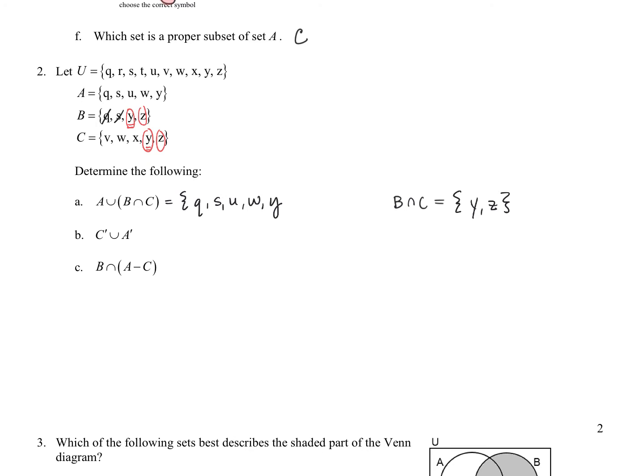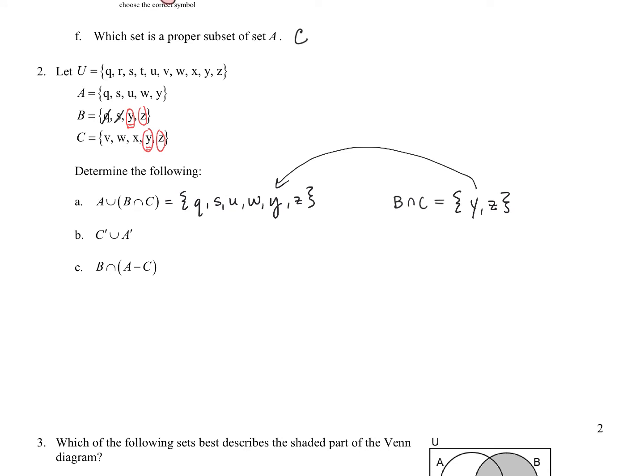And then we want to add anything from B intersect C that we can. We already have the Y, so we don't need to add that in, but we don't have the Z yet. So that would be the solution. Q, S, U, W, Y, Z.